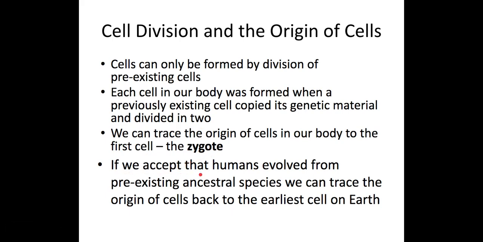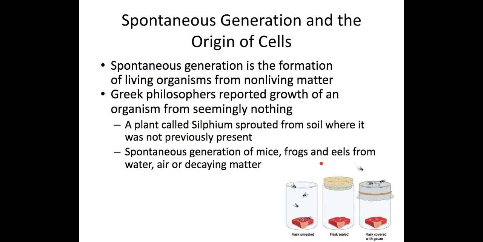So, if we accept that humans evolved from pre-existing ancestral species, we can trace the origin of cells back to the earliest cell on Earth. This is where spontaneous generation and the origin of cells can get intertwined. Spontaneous generation is the formation of living organisms from non-living matter. Greek philosophers reported the growth of an organism from seemingly nothing. A plant called silphium sprouted from soil where it was not previously present, and spontaneous generation of mice, frogs, and eels was also reported by certain Greek philosophers from water, air, or decaying matter.